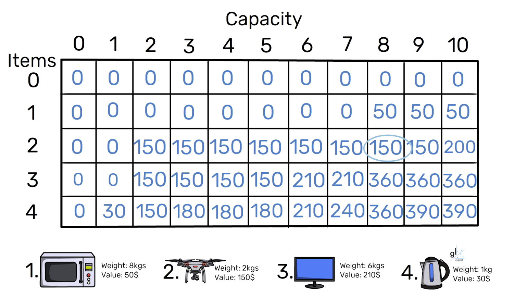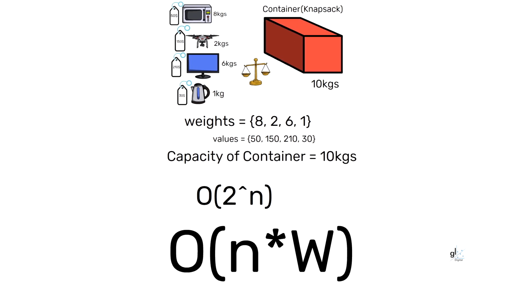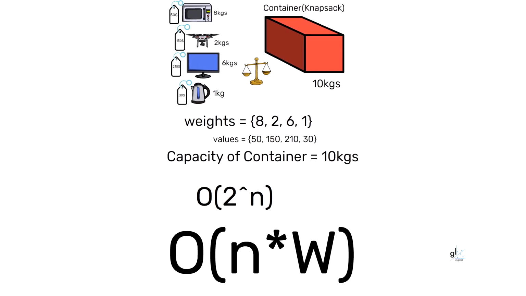So, as you can see in our results, when we are considering all 4 items and our container can hold a maximum weight of 10 kgs, we must include the drone, the monitor, and the kettle to maximize the value in our container. This gives us the value of $390. Using the bottom-up approach to dynamic programming, we were able to calculate this value in big O of n times w time complexity. N represents the number of items considered, and W represents the capacity of our container. The capacity is the amount of weight that the container is able to hold.